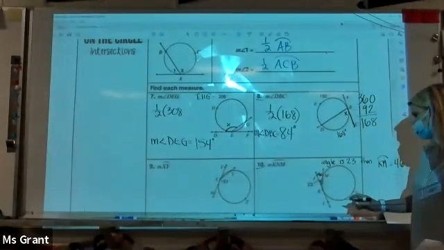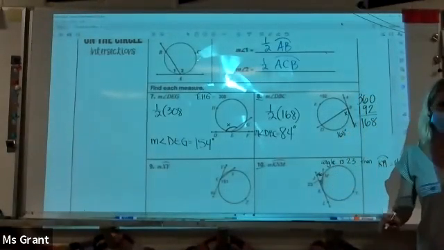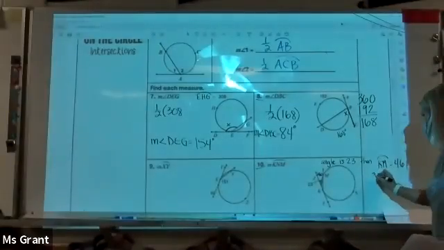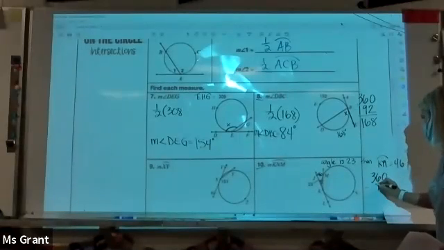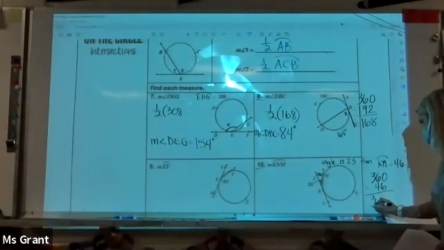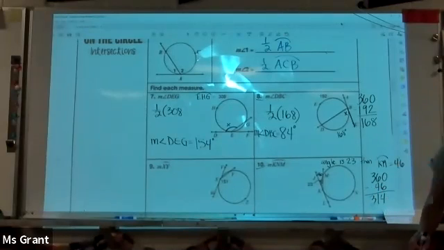How much is the rest of the circle? 314. I love that you know that. Yeah, 314. I have a question. Yeah. So, the arc is double the angle. Yep. Okay. The arc is double the angle.